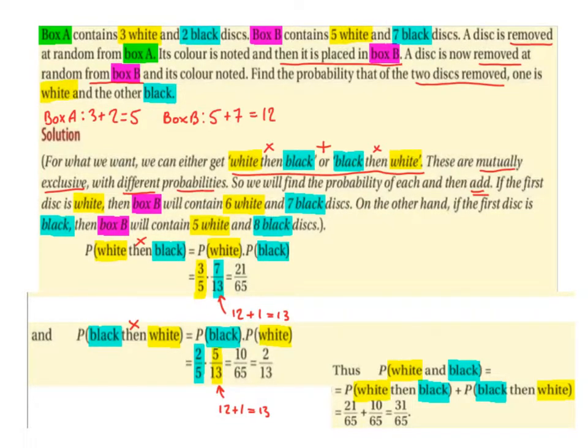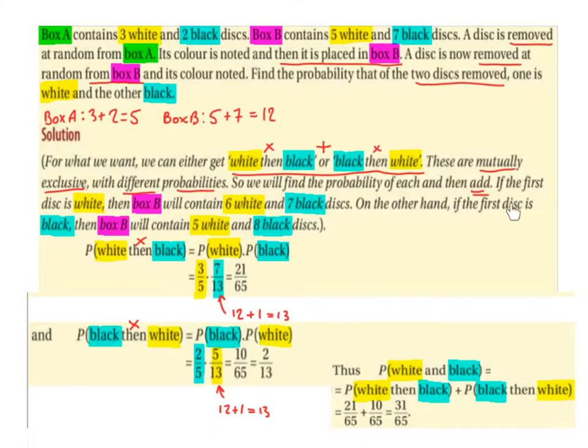So if the first disc is white, so basically if we take a white disc out of box A and put it into box B, then 5 plus 1 makes 6. So box B will contain 6 white and it would still have the 7 black discs that it originally had.